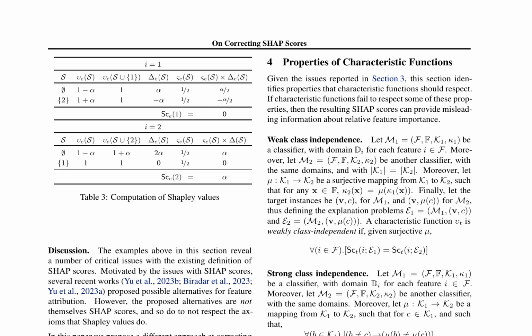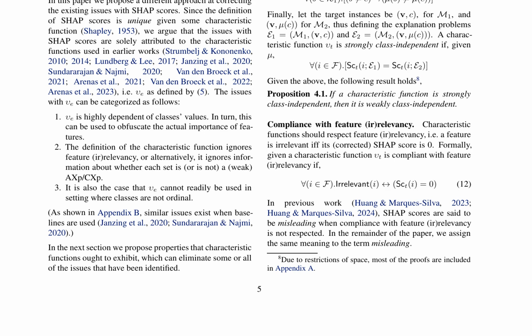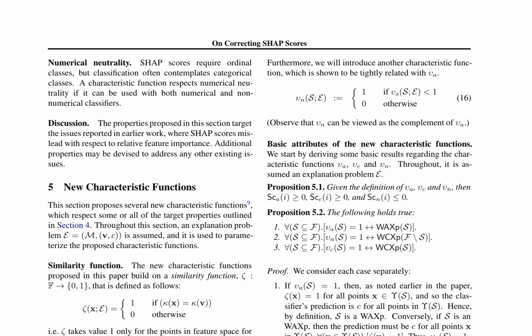In this paper, the authors address issues with the existing SHAP scores, which are used to measure feature importance in machine learning models. They propose new characteristic functions that respect certain properties, such as weak and strong class independence, compliance with feature irrelevancy, and numerical neutrality. The proposed functions include the similarity function, AXP-based, CXP-based, and numerical characteristic functions, denoted as upsilon_s, upsilon_a, upsilon_c, and upsilon_n, respectively.